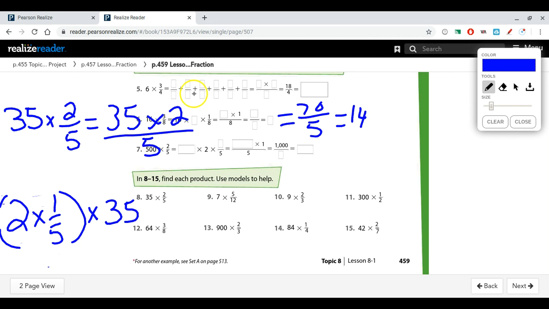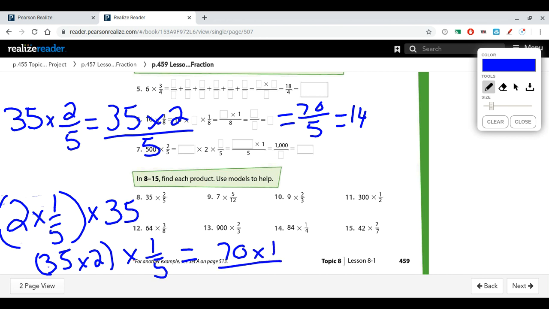And when I do that, what I'm going to do is I'm going to change how I multiply. So I'm actually going to multiply the whole numbers together first. So I rewrite it to where it's 35 times 2 times 1/5. And then as I multiply that out, that becomes 70 times 1 over 5, which then becomes 70 over 5, or 70/5, which equals 14.